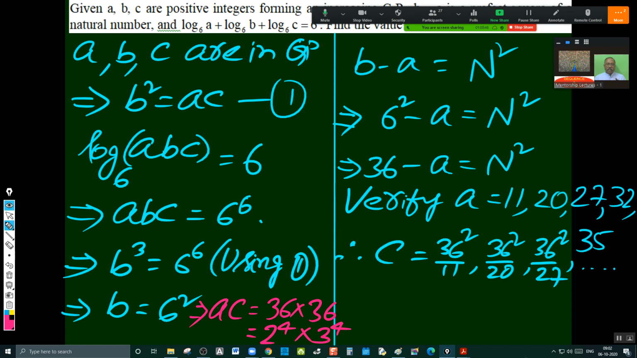A must be a multiple of 3. From that one we can decide. Okay, so let us check it out. Which answer suits it? So, but we have b square is equal to ac also.